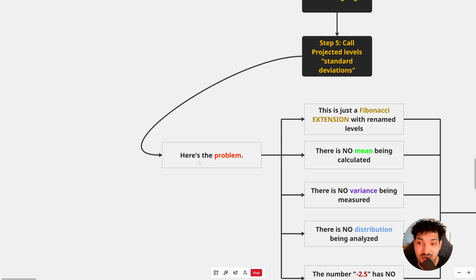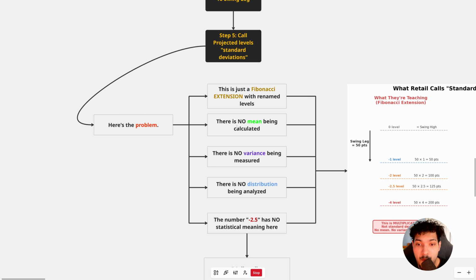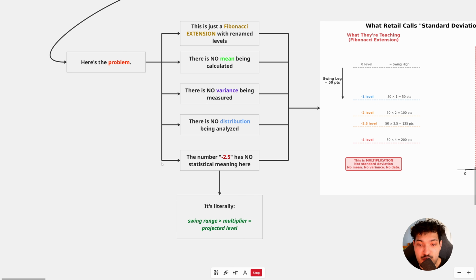But like I said, this is the whole problem. You can see that this is just a Fibonacci extension with renamed levels. There's no mean being calculated, there's no variance being measured, and there's no distribution being analyzed. This -2.5 or -4 has literally no statistical meaning. It's literally the swing range times the multiplier, which is the projected level.